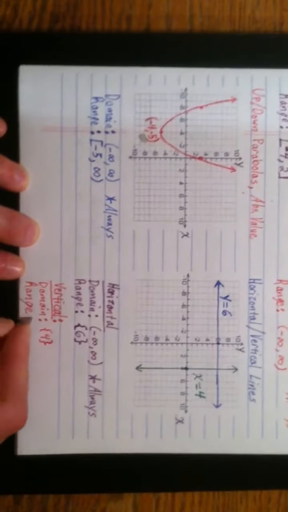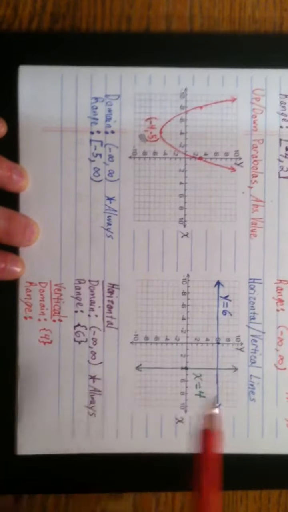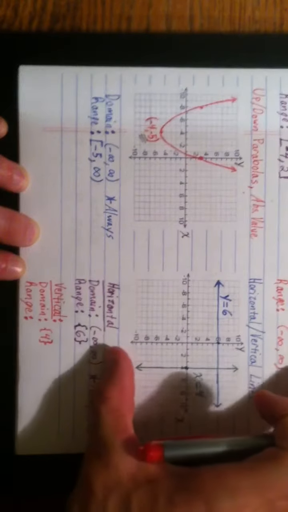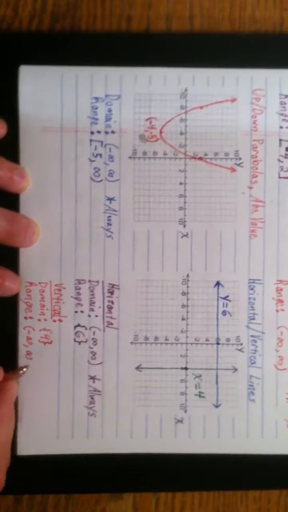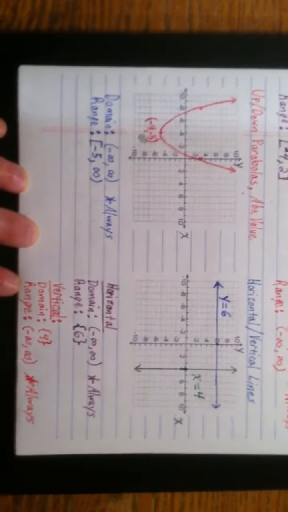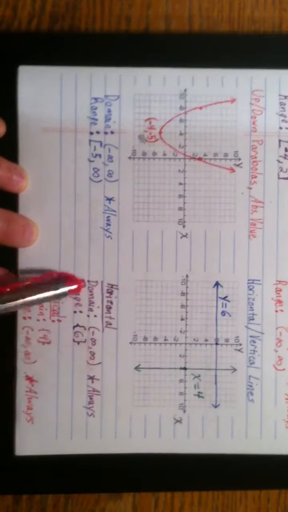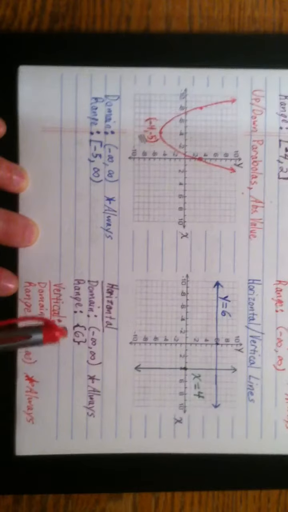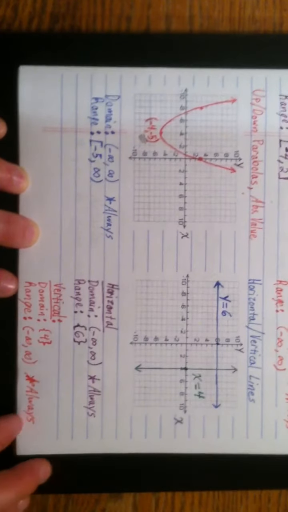Whereas our range, well, any vertical line is going to go up forever and go down forever. There's no limit to how tall a vertical line will get or how low it will get. So the range will always be negative infinity to infinity for any vertical line. So a horizontal line will always have a domain from negative infinity to infinity. A vertical line will always have a range of negative infinity to infinity. We'll continue with 4.5 in the next video.